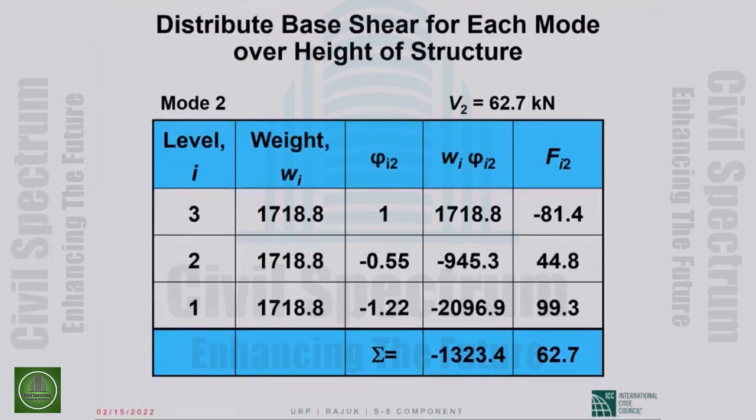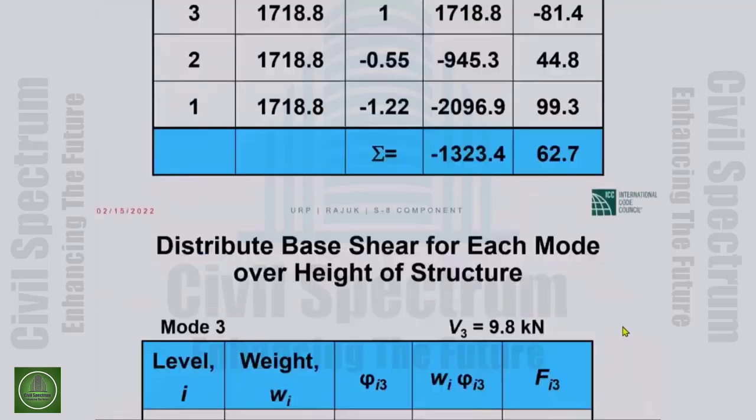The second mode base shear distributed along the height of the structure according to the second mode shape gave us those forces at the three floor levels. Remember, second mode means one zero crossing. So at the first level and the second level, the masses are going in one direction. The third level, the masses are going in the opposite direction. And the sum of the three forces is the second mode base shear of 62.7 kilonewtons.